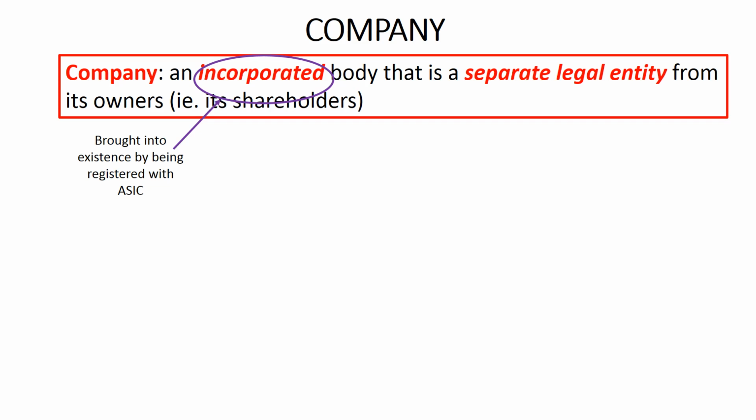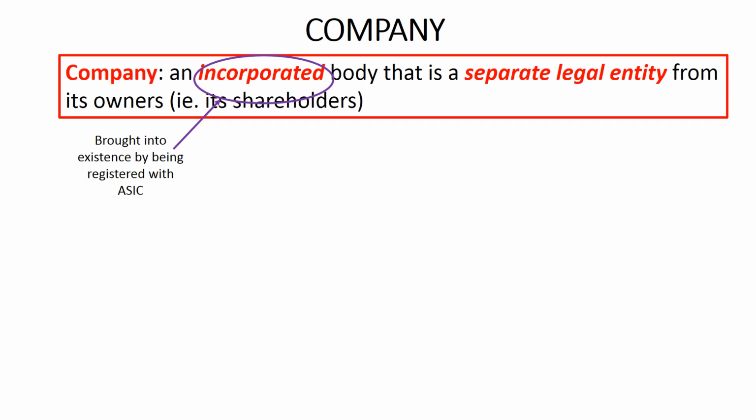It is very easy to incorporate a company. The shareholders sign the constitution of the company, that is, the rules about how the company is to operate. The shareholders appoint the directors of the company, that is, the people who are responsible for managing the company. And the shareholders agree to buy shares in the company. Once this has been done, the shareholders and the directors must lodge certain forms with ASIC. And ASIC then includes the company in its register of companies. It is at that point that the company comes into existence. That is, it's at that point that the company is incorporated.